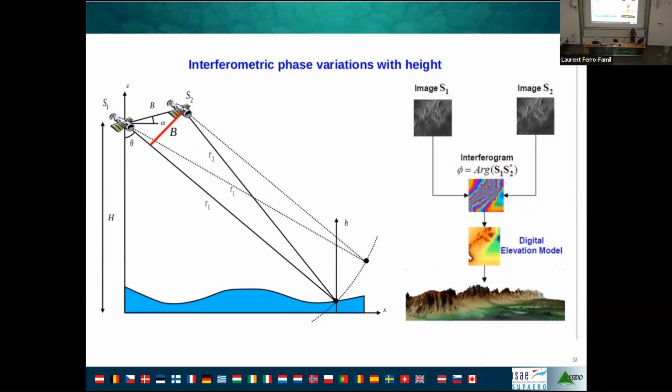We're not going to go into this in detail. It's just to let you know that interferometry is powerful and simple, but there is this phase unwrapping step that we don't have to do in SAR tomography, luckily.